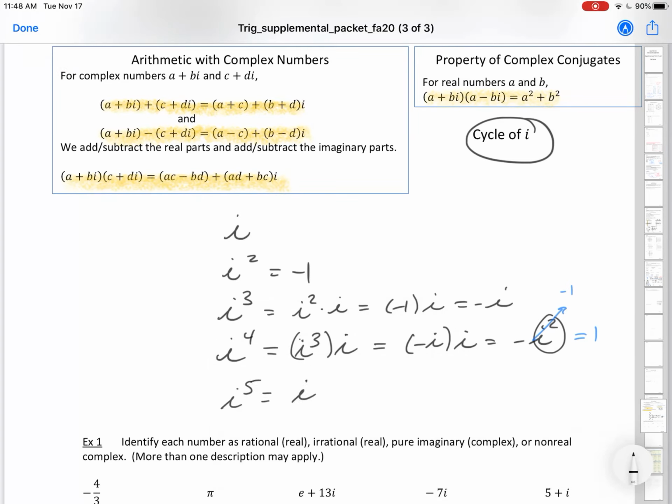One time, right? And we get a 4 out and a remainder of 3. It's this remainder. i to the 127 is equal to i to the third power. What's i to the third power? i to the third power is -i.